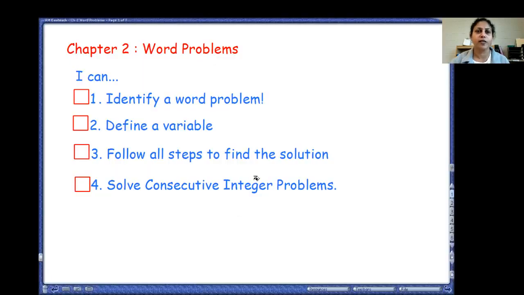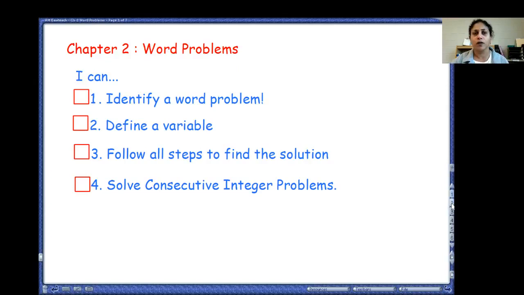Hi everybody, today we're going to work on word problems and how to answer them. So I always get this question, is this a word problem? So we're going to learn how to identify a word problem and then how to define a variable and what are the steps to finding a solution, as well as solve these consecutive integer problems today.